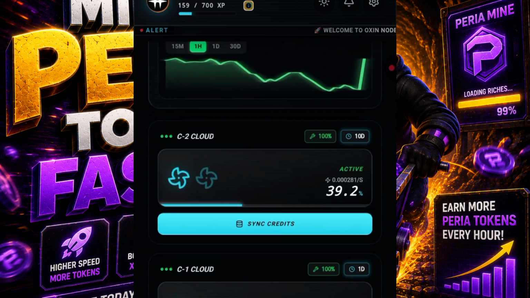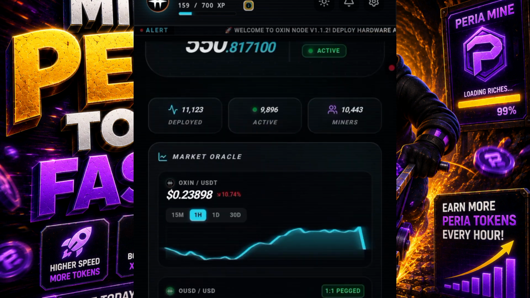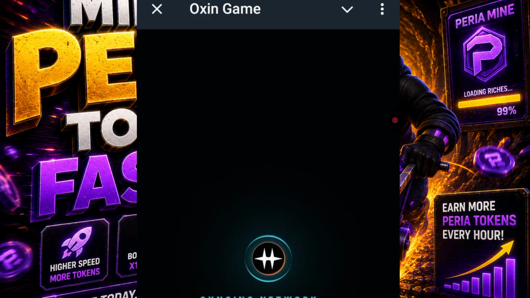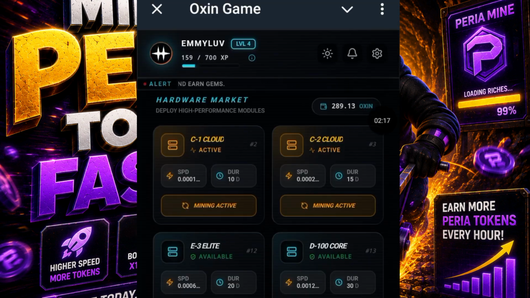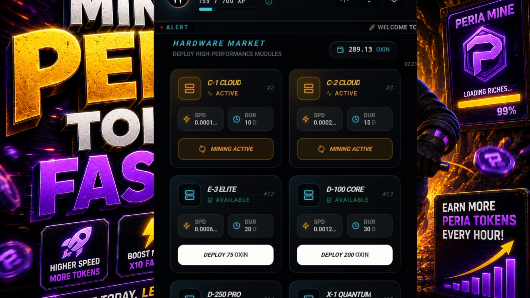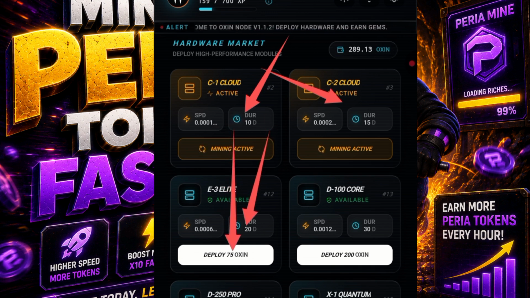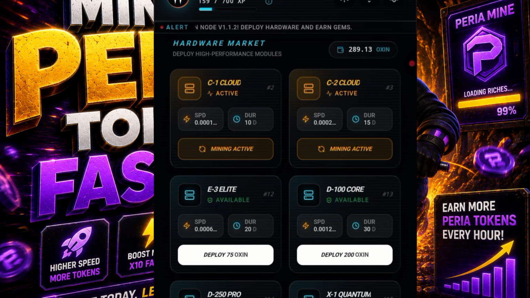So multiplying 5 gems by the number of 15 days, and what it gives me, I think it's worth it. And from the look of things, after this one has expired, I won't be able to buy it again. I think I will need to buy another bigger one. And then this one lasts for 20 days, which is around 75 Oxin, and the mining speed is at 0.6. And this one I have was around 0.00. I think after that one I'll be buying the one of 30, which is around 200 Oxin.